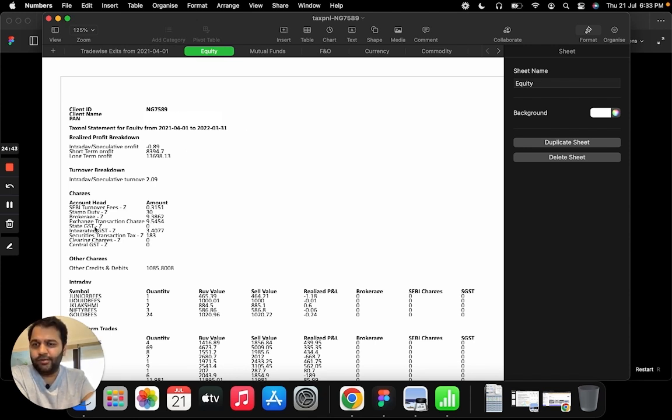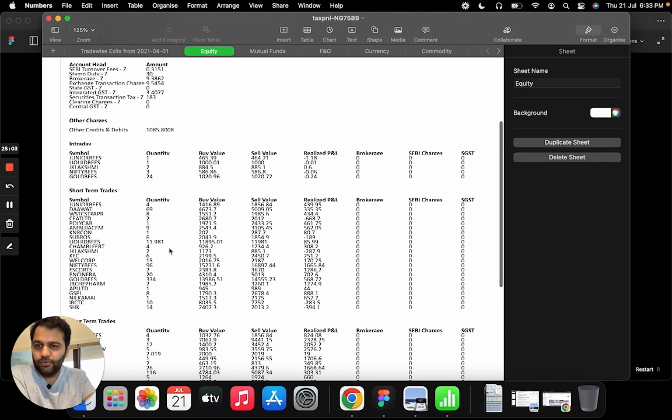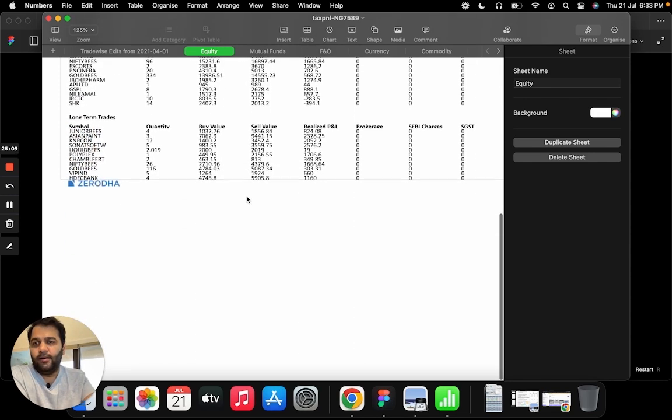The top section here is summary. It shows any short-term or long-term profits or losses, gains or losses. It also shows any intraday speculative profits or losses, and all the transfer expenses, right? The breakdown of transfer expenses charged by Zerodha. And down here you would see your script-wise data, right? So your script-wise P&L is down below.